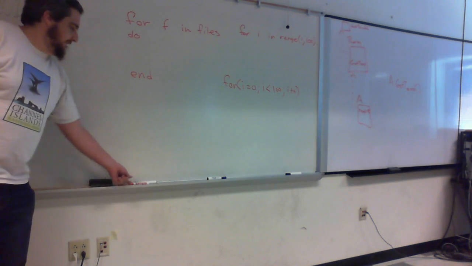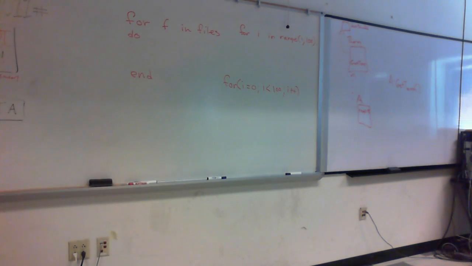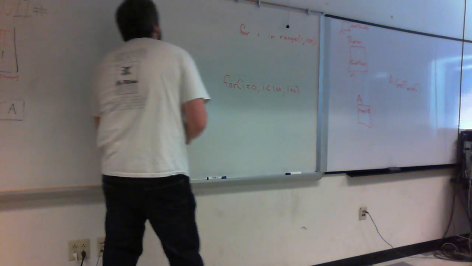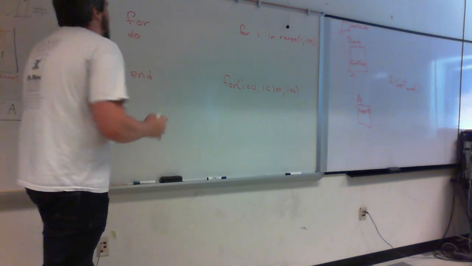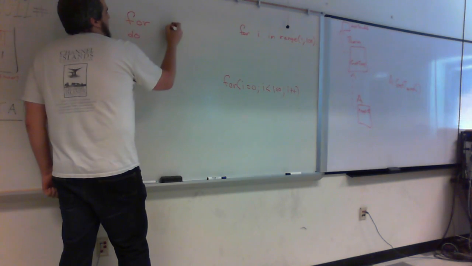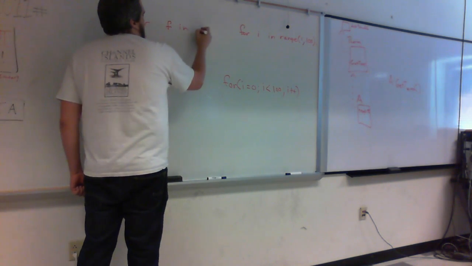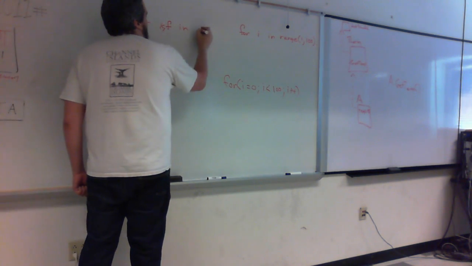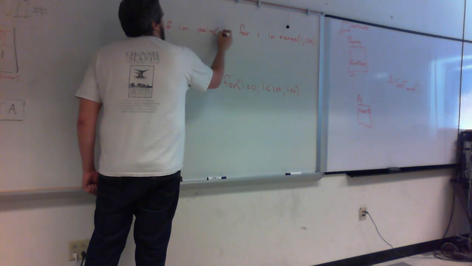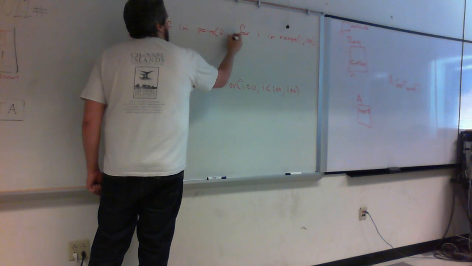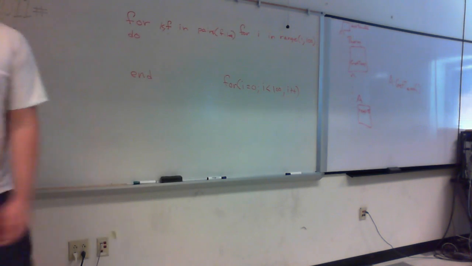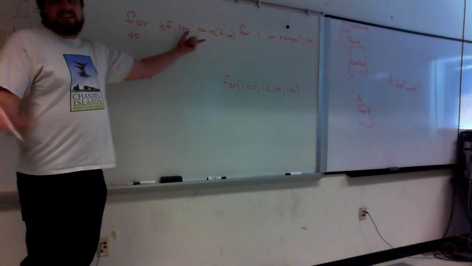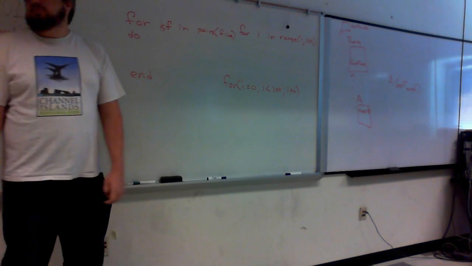Lua and Python, though, right? So it's almost correct in Lua. In Lua, it would be something like this. You can't do it exactly like that. You have to do something like this. For K comma F in pairs of files. You could do it in Python, but in Lua you can't. And if you don't remember this, 2 points out of 300.